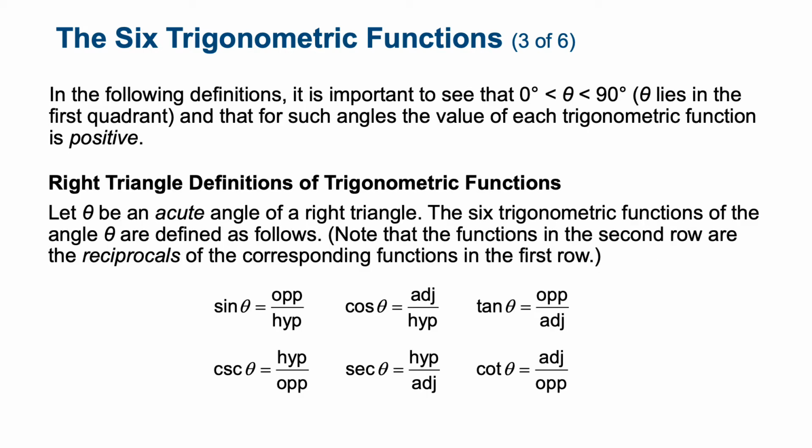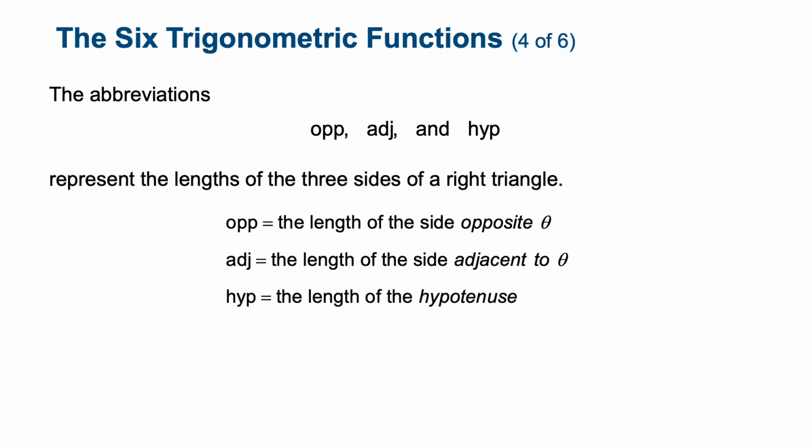Okay, so basically we're going to define this for theta as an acute angle of a right triangle. Of course it's going to be acute. If it's not the right angle, those 2 other angles are less than 90. So here are the 6 trig functions. Opposite means the side opposite, adjacent is the side adjacent, and HYP is the hypotenuse, which is pretty straightforward, right?